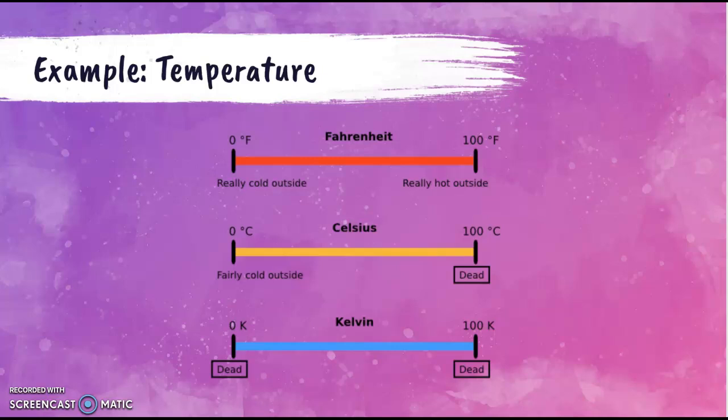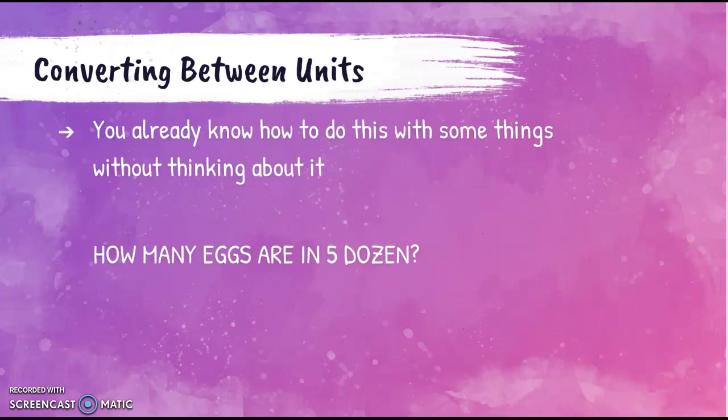So we have to be able to convert between different units in order to make these very helpful. We can't just say, oh, it's 100. Well, 100 Fahrenheit is very different from 100 Celsius, which is very different from 100 Kelvin. Now, you already do unit conversion all the time, and you don't even really notice it because these things you do without thinking. So, for example, if I say, how many eggs are there in 5 dozen eggs?